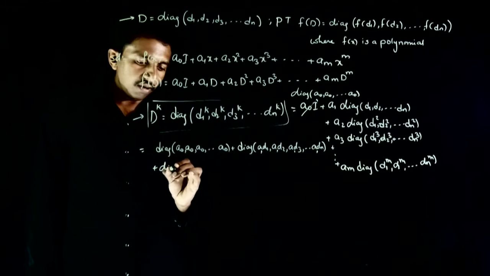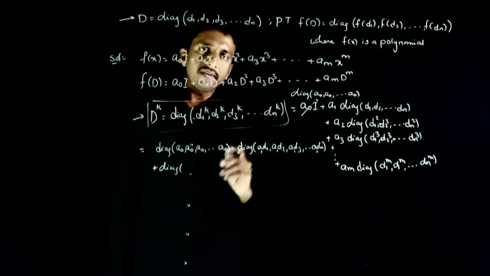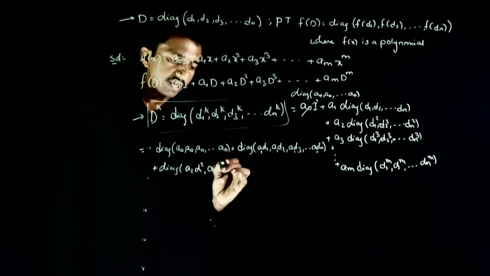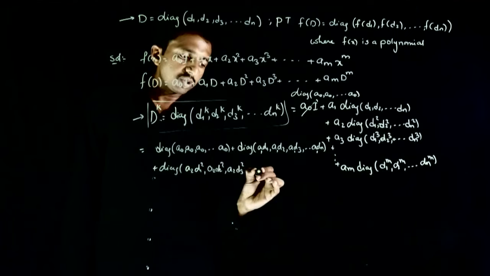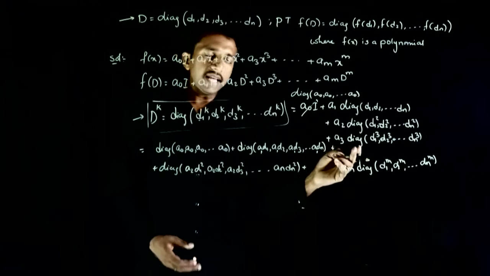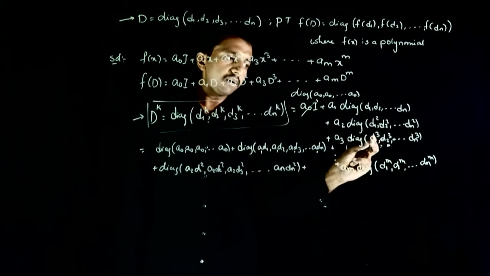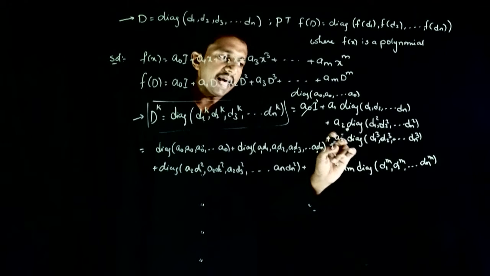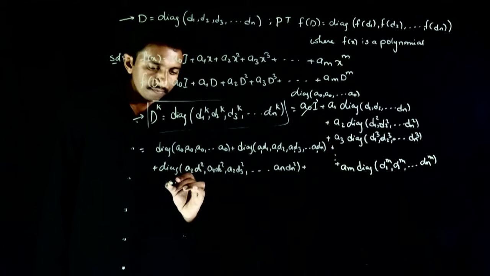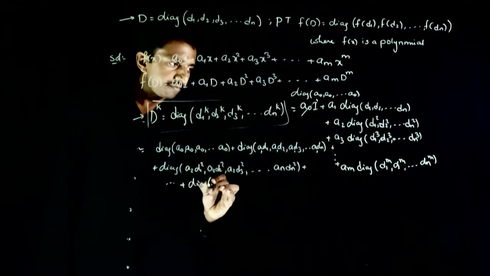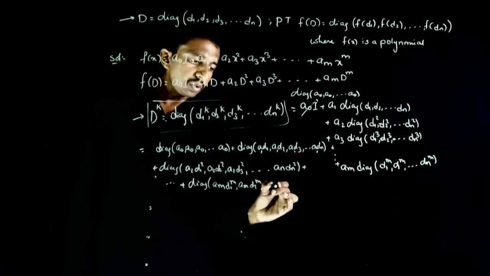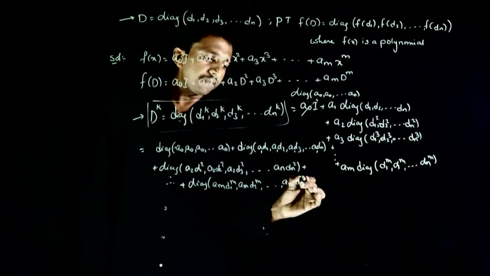Plus diagonal of a2 into ये वाला matrix से multiply किया तो diagonal of a2 d1 square, a2 d2 square, a2 d3 square, so on up to a2 dn square, plus again a3 into diagonal d1 cube, d2 cube, multiply किया तो you get diagonal of a3 d1 cube, a3 d2 cube, so on, and lastly you get so on plus diagonal of am d1 power m, am d2 power m, so on up to am dn power m.